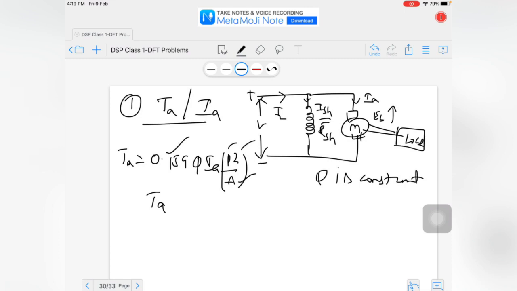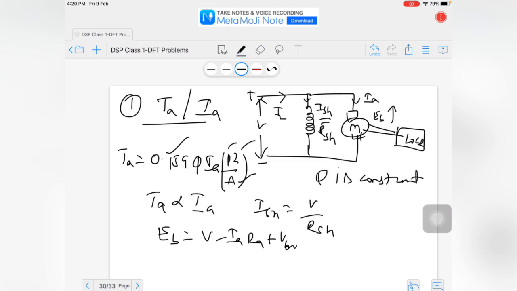TA is proportional to flux Ia. And what is my ISH? ISH is V by RSH. This V is constant. And what is Ia? IL minus ISH. And we know EB, that is back EMF, is V minus Ia into RA plus V brush, if it is given in the problem.